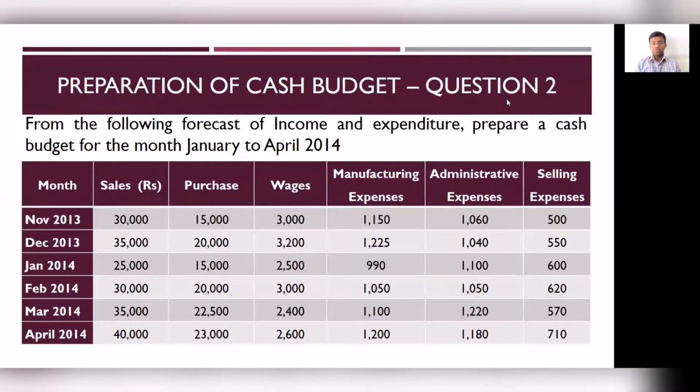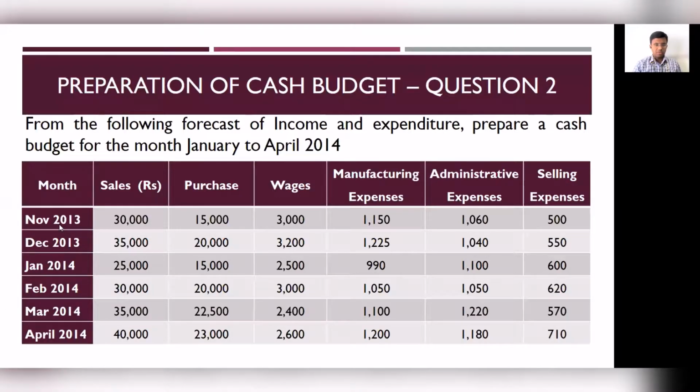In today's session, we would be focusing on another question which deals with the preparation of cash budget. The question goes like this. From the following forecast of income and expenditures, prepare a cash budget for the month of Jan to April 2014. They are expecting us to prepare the cash budget for 4 months and they've given us some details. Now let's look at the details which have been provided to us.